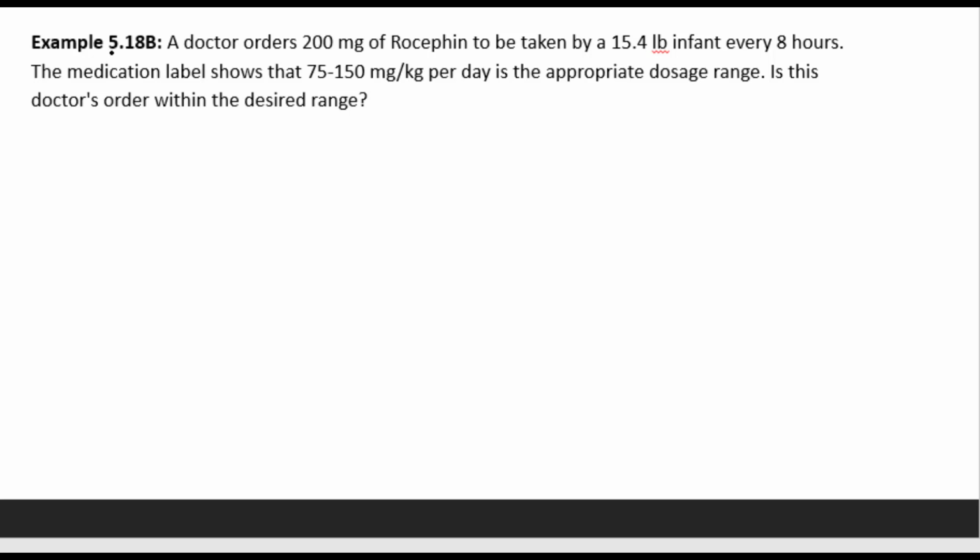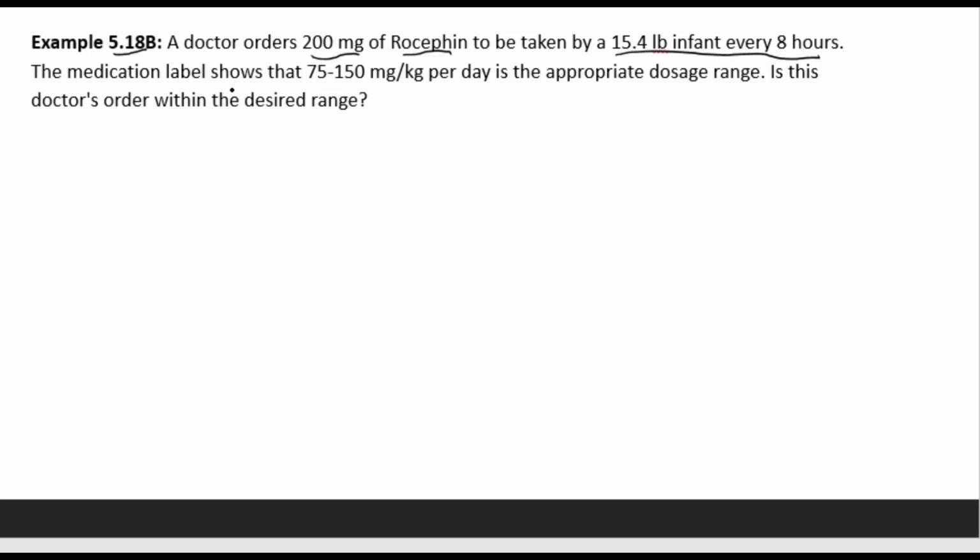Okay, so we're doing part B. There's 2 of these because they're tricky. The math is simple. What's tricky is understanding the problem, okay? So a doctor orders 200 milligrams of this medicine to be taken by a 15.4 pound infant every 8 hours.